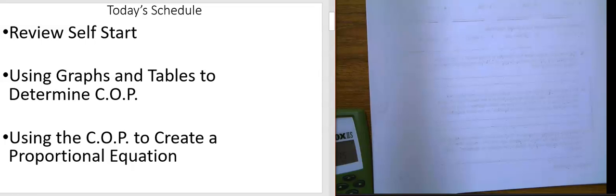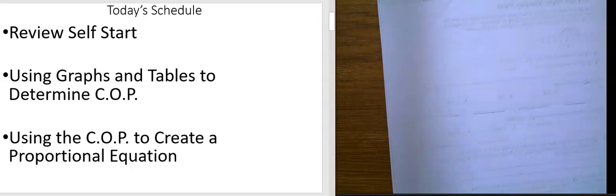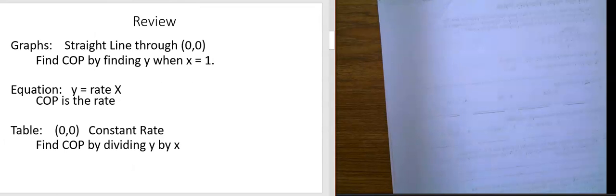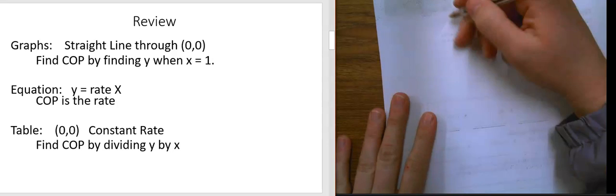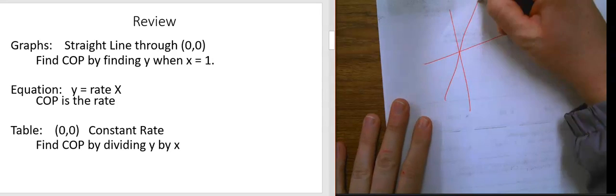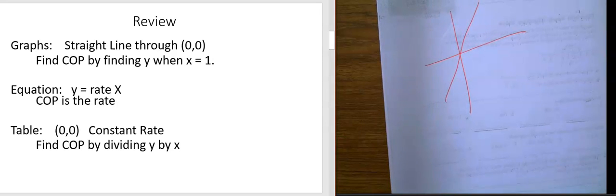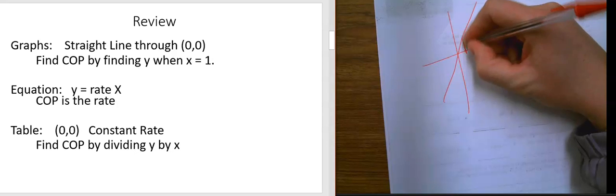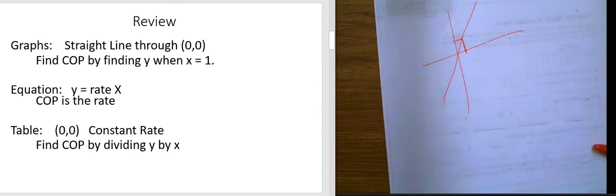Today we're doing a self-start. We're using graphs and tables to determine the COP. COP, of course, stands for constant of proportionality. And we're using the constant of proportionality to create a proportional relationship or equation. Quick review of what we know so far. A graph is proportional if it's a straight line that goes through 0, 0. To find the COP, you find where x equals 1, whatever y is when x equals 1.